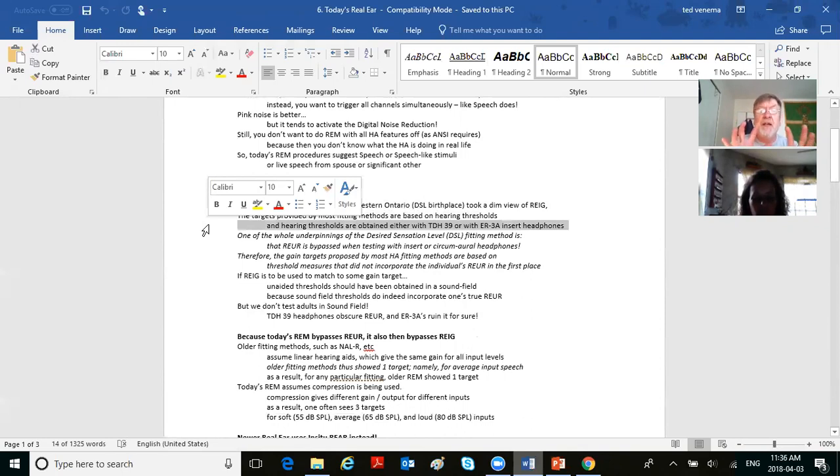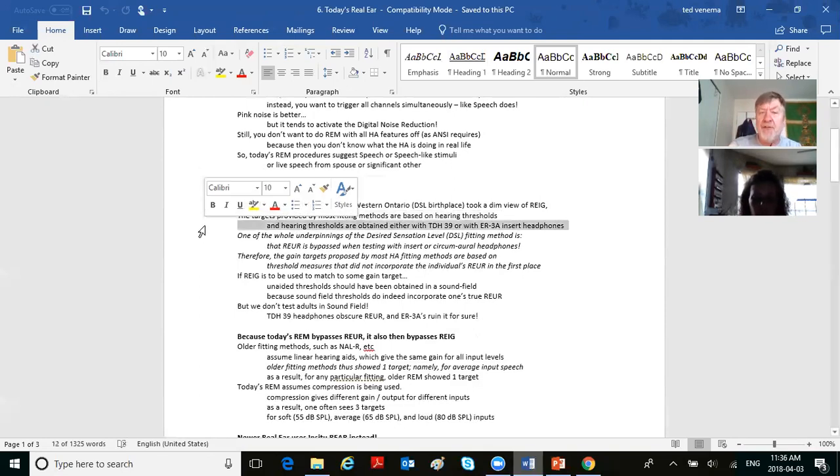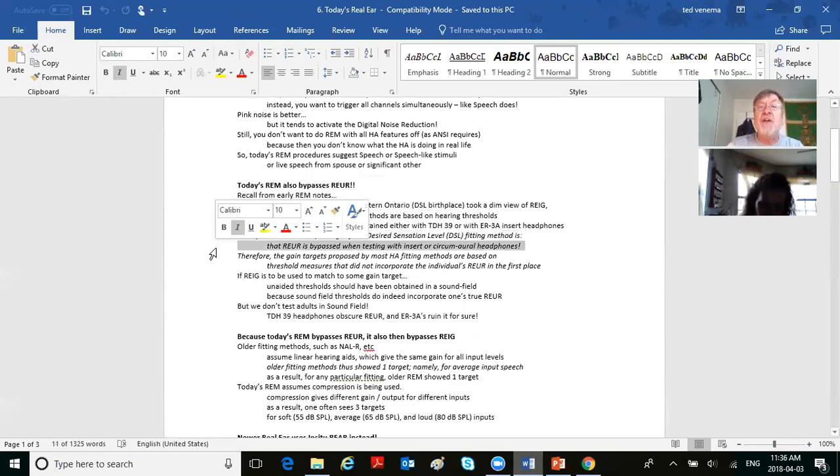Now, I'm really getting to the italics here, and I really want people to put a star by this and to underline it or somehow circle this, okay? Once again, the targets provided by fitting methods are based on hearing thresholds, and hearing thresholds are obtained under headphones. One of the whole underpinnings of the DSL fitting method is that real ear unaided response is bypassed when testing with headphones, because with headphones you plug up the ear. Therefore, you've destroyed the REUR.